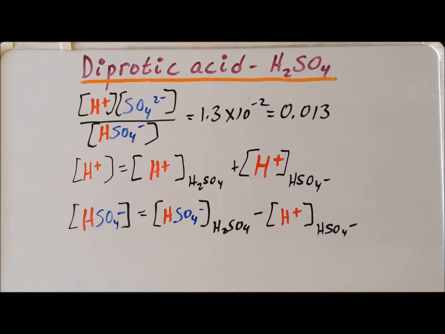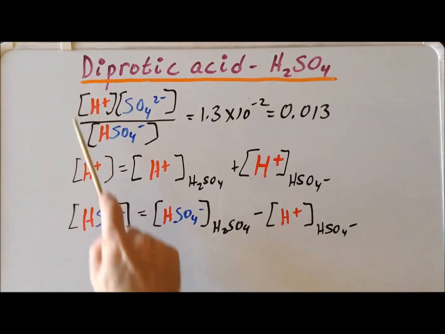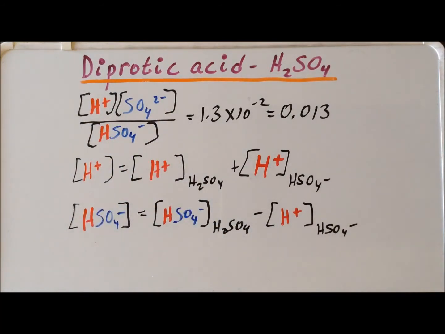So these give us the overall changes in the concentration of H plus and in bisulfate, and it is these particular values that need to be substituted into the equilibrium constant expression. Notice again that the sulfate ion only has one source. It's only formed in the second step, so we only have one contribution to its concentration.